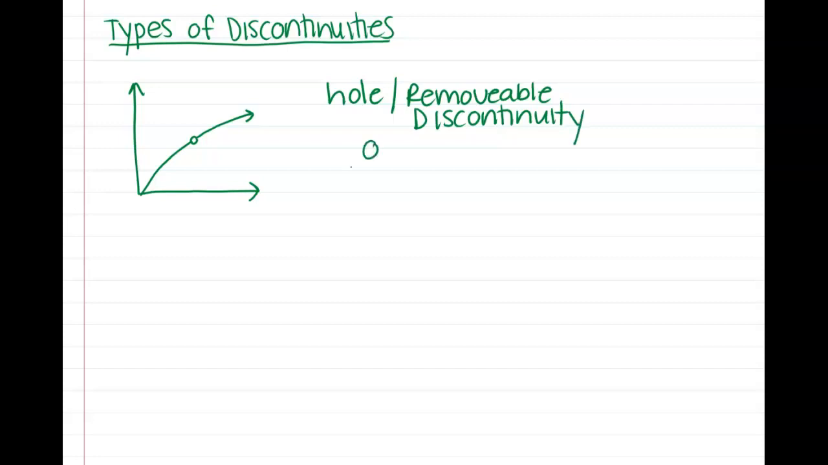This shows up when we have our 0 over 0, our indeterminate form, where if we were finding the limit, we would be able to cancel it out.